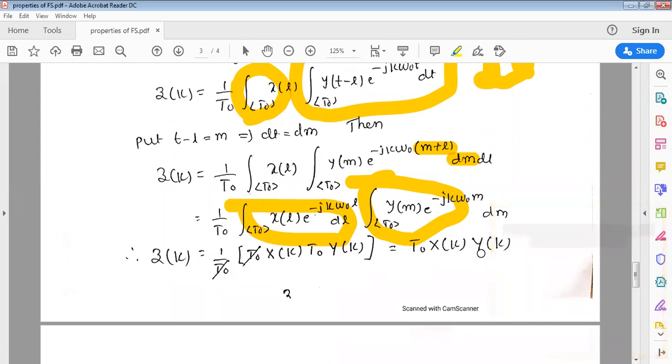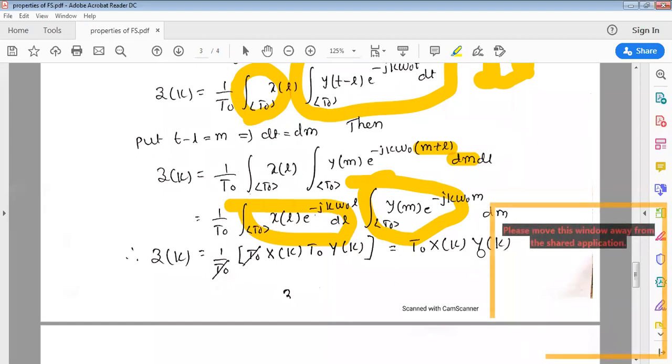This gives you the result. Any doubt here? Any step you did not understand?